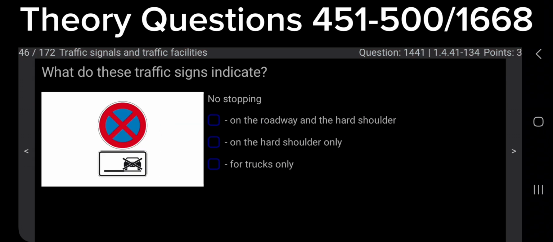What do these traffic signs indicate? On the roadway and the hard shoulder. On the hard shoulder only. For trucks only.